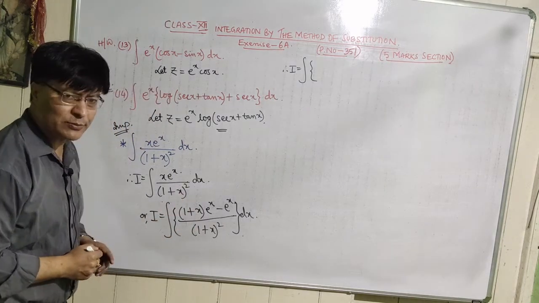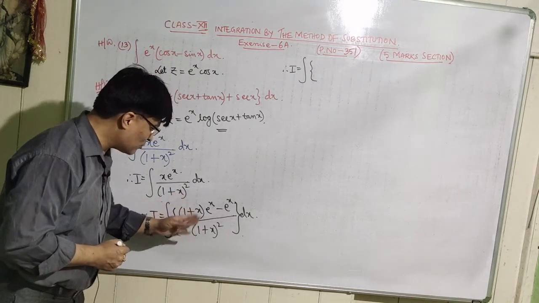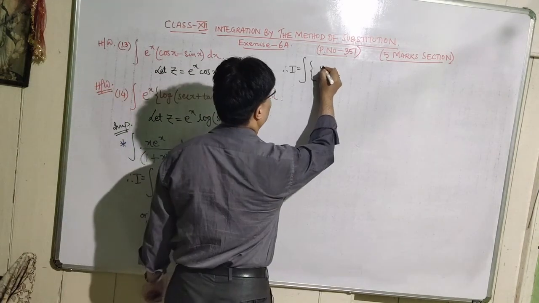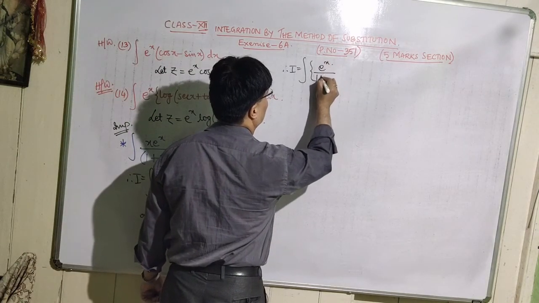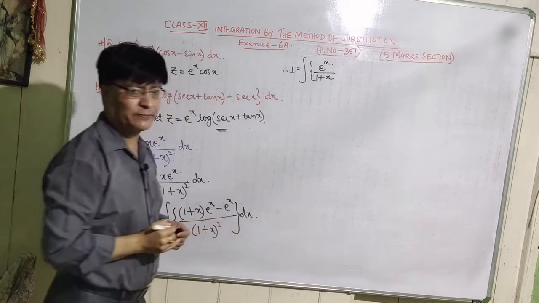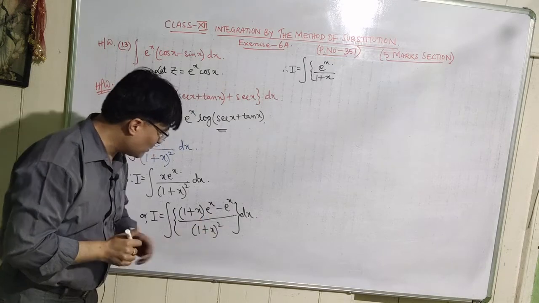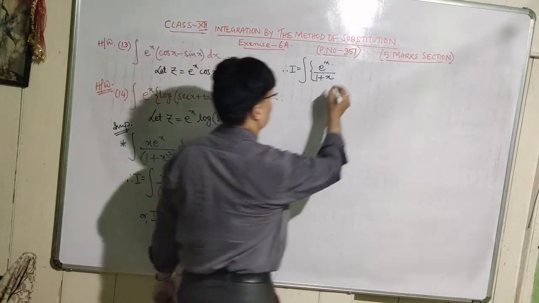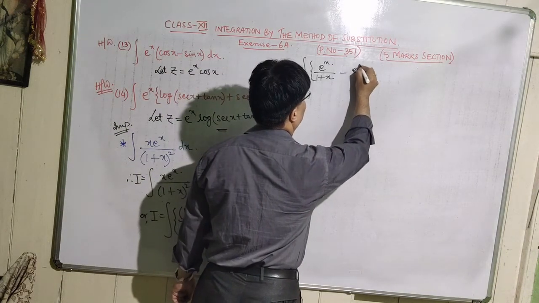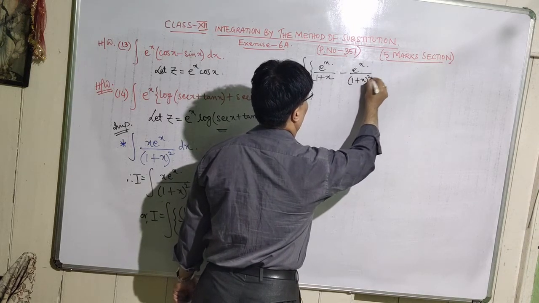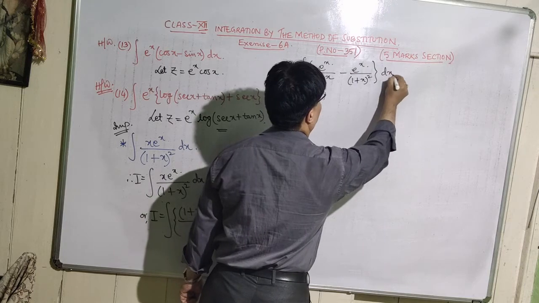You can simplify the term here. 1 plus x and 1 plus x whole square will be cancelled. That is, you will get e to the power x divided by 1 plus x. Next, minus e to the power x divided by 1 plus x whole square. So the fraction is separated here. e to the power x divided by 1 plus x whole square dx.